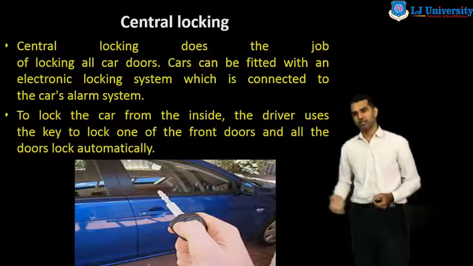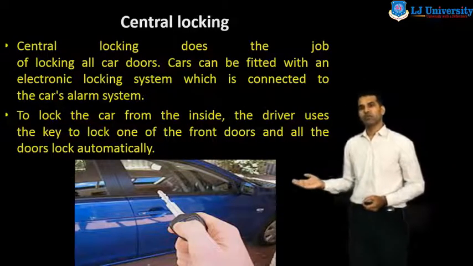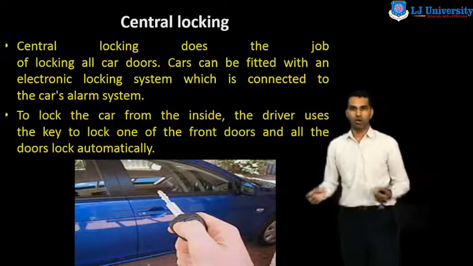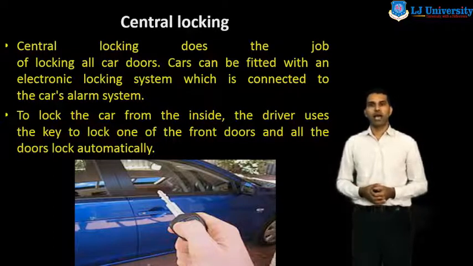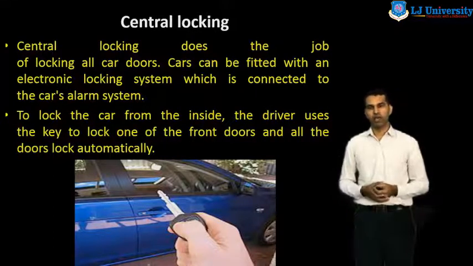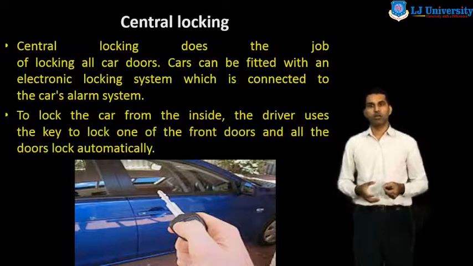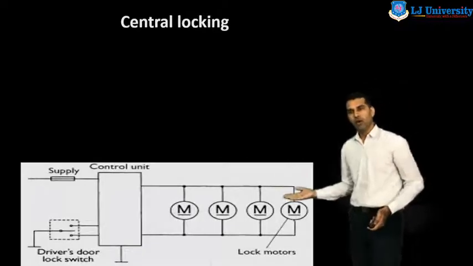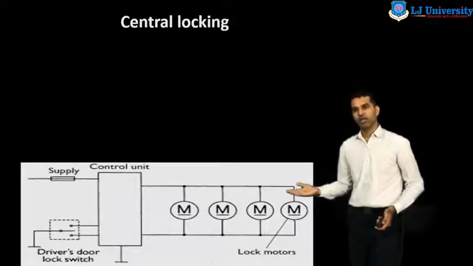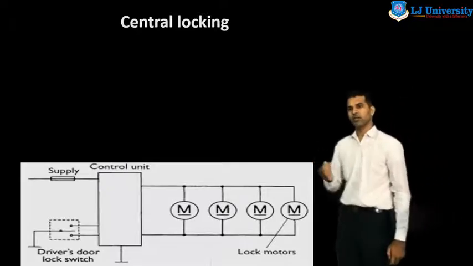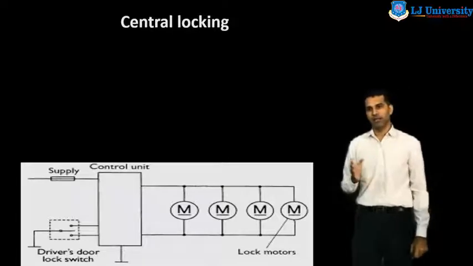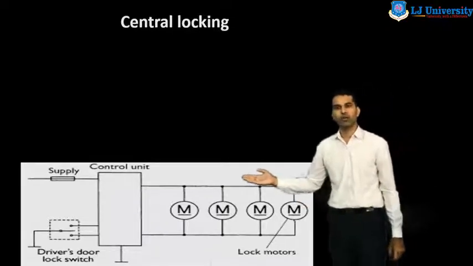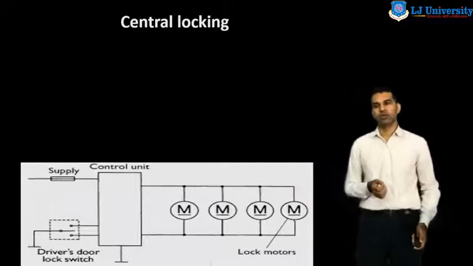Here in this figure we can see the driver used only one switch to lock all the doors. Before the invention of this central locking system, the driver had to manually shut, or we can say lock, all the doors. Now this is the block diagram of this central locking system. Here we can see this is the controller, the main ECU, or we can say the central part, and a power motor is attached to each individual door.